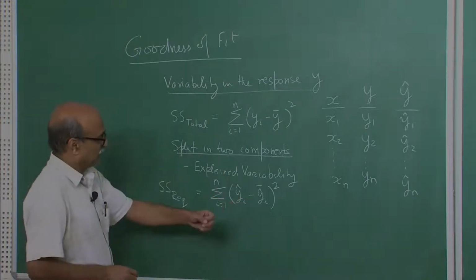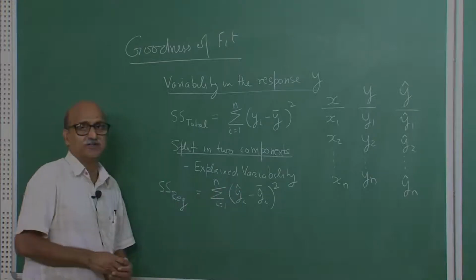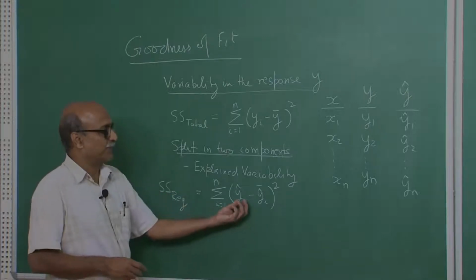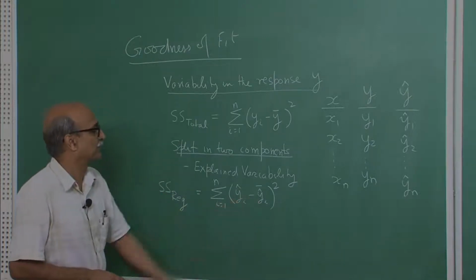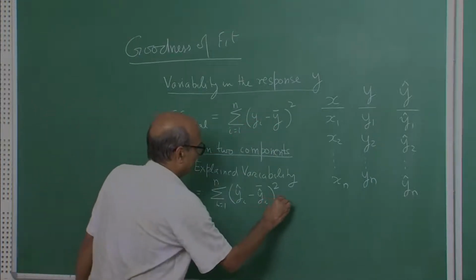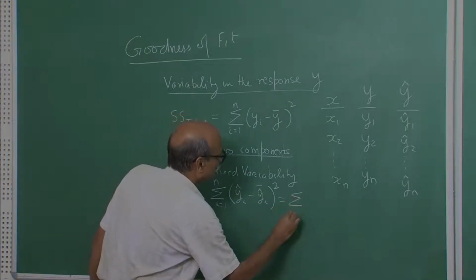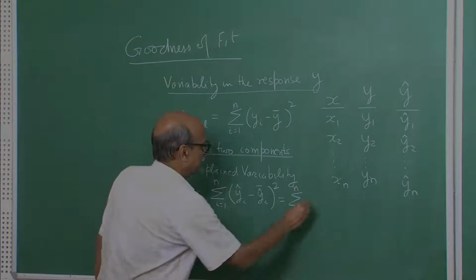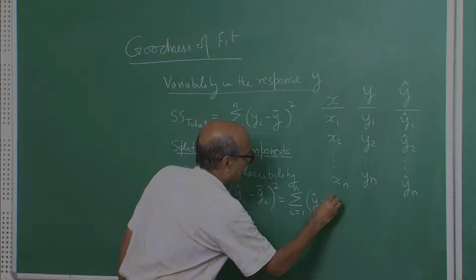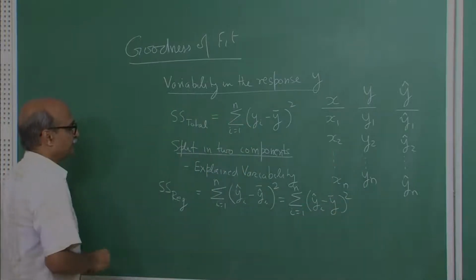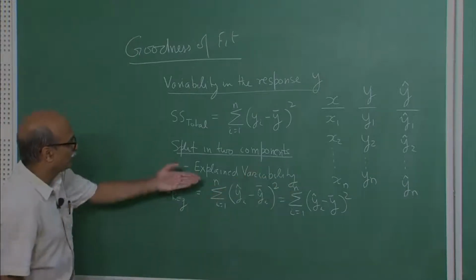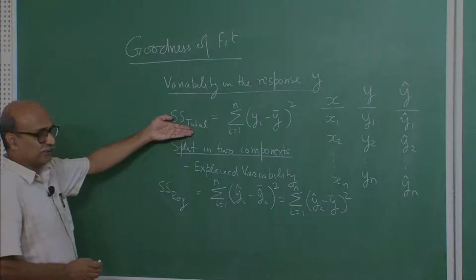Now, it so happens that this is one of the properties of the least squares, that the average value of the predicted response is the same as the average value of the measured response, y bar, and hence I can simply write this as i equal to 1 to n, yi cap minus y bar squared. So, this is the first component of the total variability in the response y.